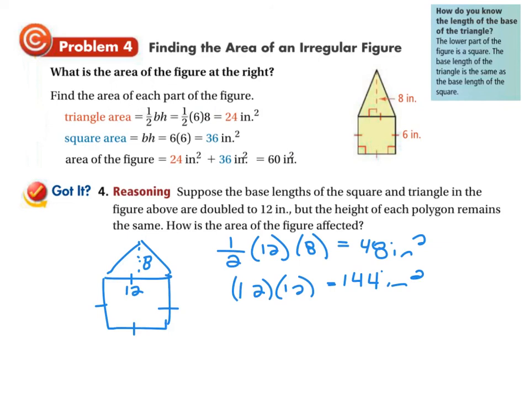And so the area of the entire figure, when you sum these, we still get inches squared. The units stay what they are. And you get 192 inches squared. And that is the area of the figure if you were to double the base but keep the height the same on that top triangle.